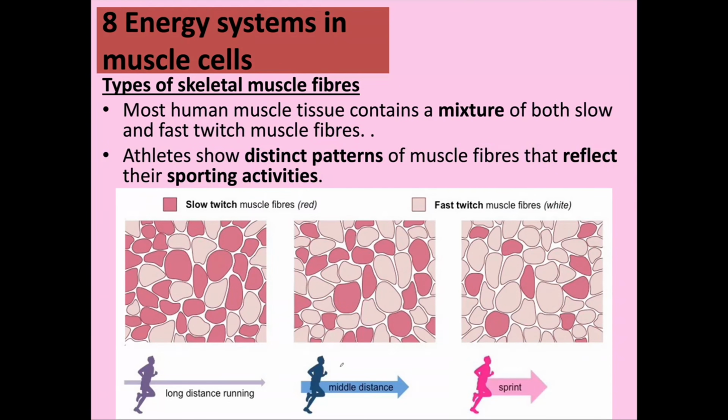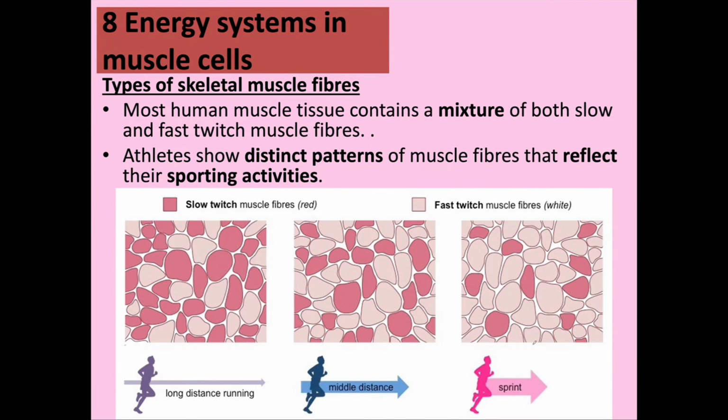Okay, so we have a wide range of these muscle fibers within different muscles within our body. Now, most human muscle tissue contains a mixture of both the slow and fast twitch muscle fibers. Athletes tend to show a distinct pattern of muscle fibers that reflect their sporting activities. So, for example, we saw Mo Farah in the previous slide there. It is likely that if we did a cross section of his muscle fibers, it would either look like here or like here, either the long distance or middle distance runner. We know that Mo Farah, for a middle distance runner, is very fast. He's got a very fast sprint, so he probably has more in the middle here, where he has a mixture of fast and slow twitch muscle fibers.